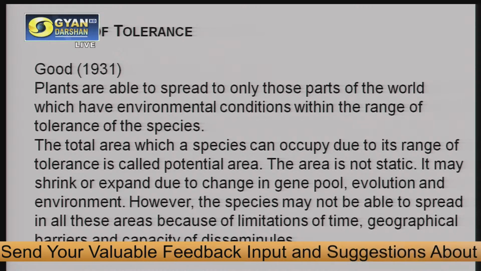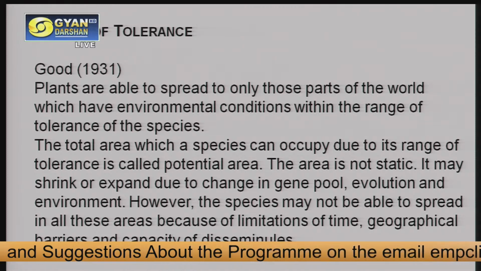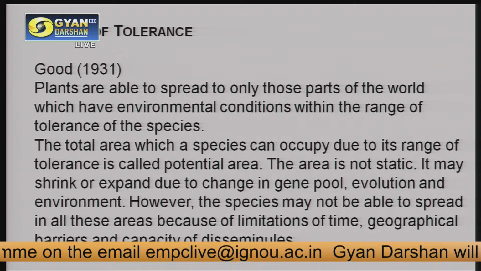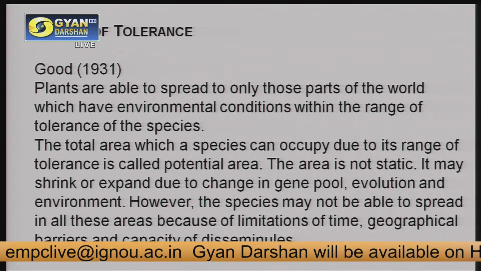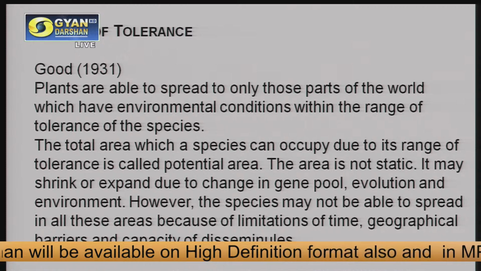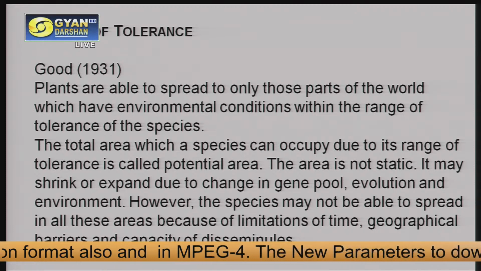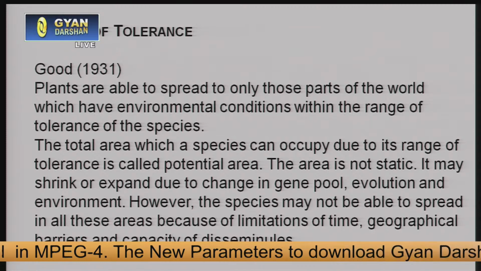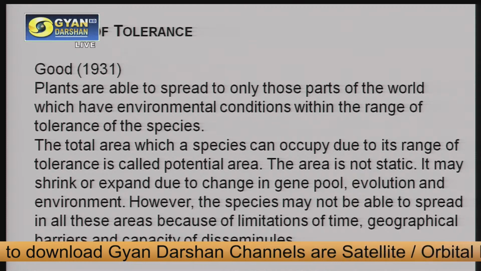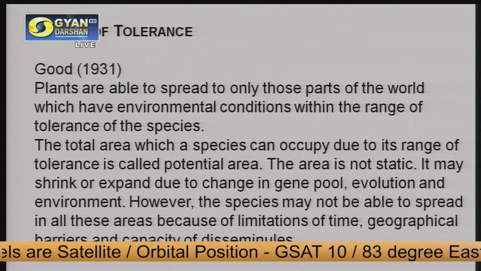I mean, whenever a species tends to disperse, the seeds tend to disperse, it would be conducive with the existing climatic conditions. For instance, the soil, water, minerals, sunlight. These are all the basic raw materials for plant growth. Only when all these conditions are suitable will the seed actually germinate. So the plant tries to spread, but even then it cannot. Why? Because of this factor, the range of tolerance of the species.